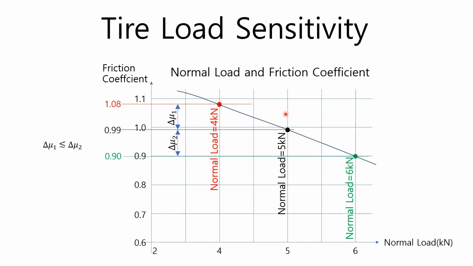As shown in the figure, when the normal load increases by 1 kN from 5 kN to 6 kN, the decrease in friction coefficient is delta mu 2. Additionally, when the normal load increases by 1 kN from 4 kN to 5 kN, the decrease in friction coefficient is delta mu 1. Delta mu 2 is slightly larger than delta mu 1, but has about the same value. Therefore, you can see that as the normal load increases at a certain rate, the coefficient of friction decreases at almost the same rate, although it is slightly larger.